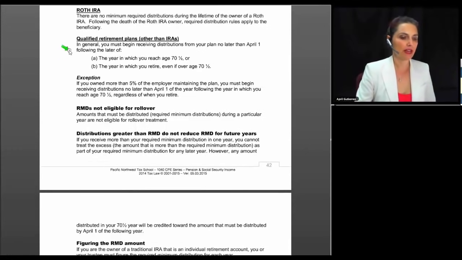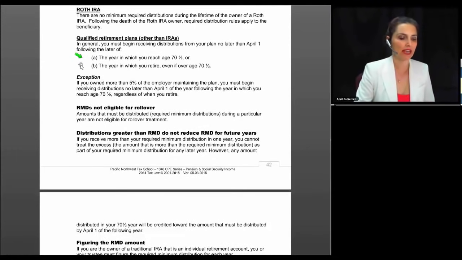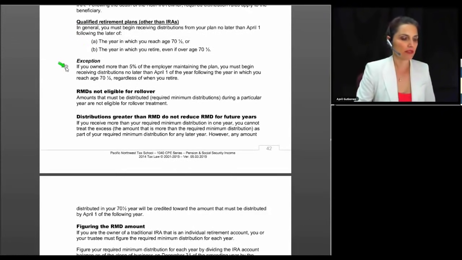Qualified retirement plans other than IRAs: in general, you must begin to receive distributions from your plan no later than April 1st of the year in which you reach age 70 and a half or the year in which you retire, even if you are age 70 and a half or older. There is an exception if you owned more than 5% of the employer that maintains the plan. Then you must begin receiving distributions no later than April 1st of the year following the year in which you reach age 70 and a half, regardless of when you retire.